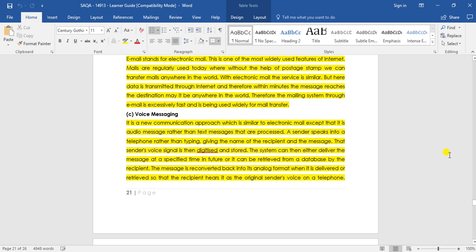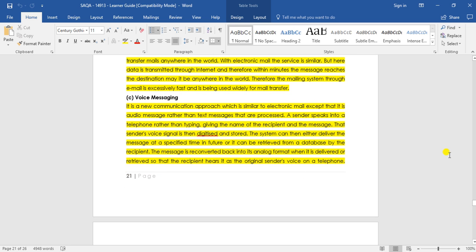It is a new communication approach which is similar to electronic mail, except that it is audio messages rather than text messages that are processed. A sender speaks into a telephone rather than typing, giving the name of the recipient and the message. The sender's voice signal is then digitized and stored. The system can then either deliver the message at a specific time in the future, or it can be retrieved from a database by the recipient.